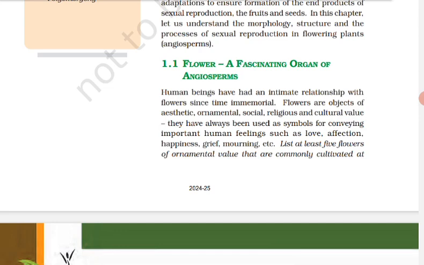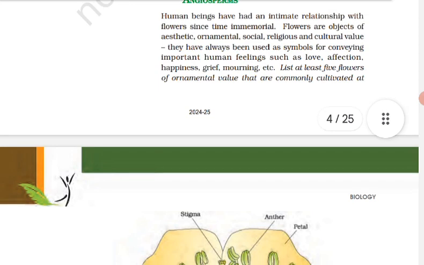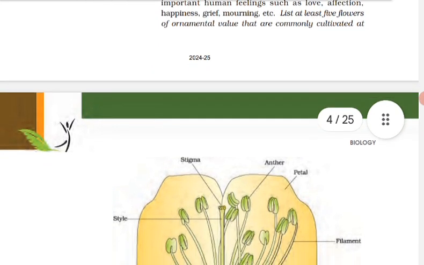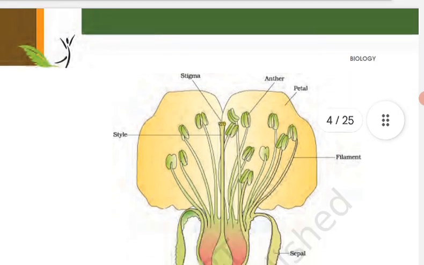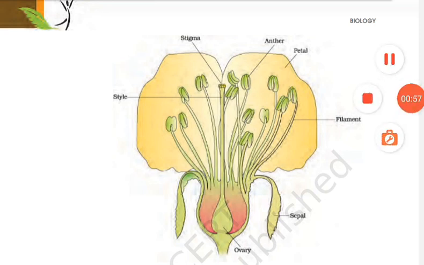Human beings have had an intimate relationship with flowers since time immemorial. Flowers are subject of aesthetic, ornamental, social, religious and cultural value. They have always been used as symbols for conveying important human feelings such as love, affection, happiness, grief, mourning, etc.